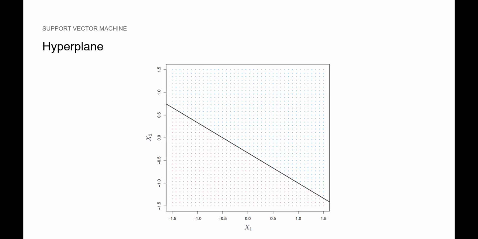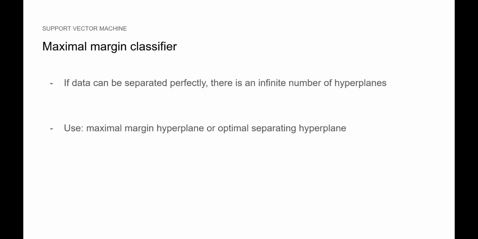Here is an example of a hyperplane in 2D, which is represented by the line. If an observation satisfies the equation we just saw, then the point is on the line. Otherwise, it is above or below the hyperplane. Now realize that if data can be separated perfectly, then there is an infinite number of hyperplanes, but we just want one. So that's why we use the maximal margin hyperplane, or optimal separating hyperplane.